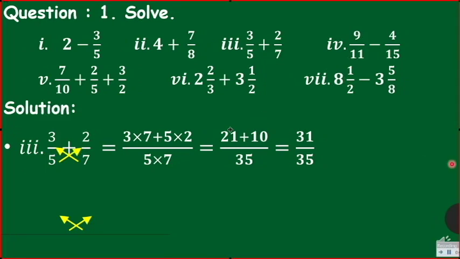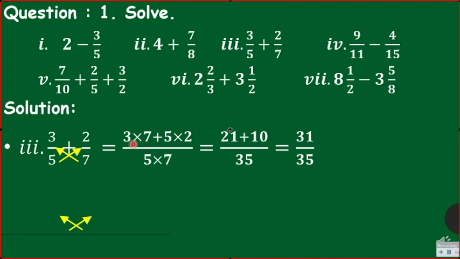Okay, I'm telling you again. If you have a question like this, you need to multiply the denominator of the second fraction with the numerator of the first fraction, then multiply the denominator of the first fraction with the numerator of the second fraction, or you can say cross multiplication. See, 3 into 7 plus 5 into 2 upon, then afterward for the denominator you need to multiply the denominators of both numbers, 5 and 7.